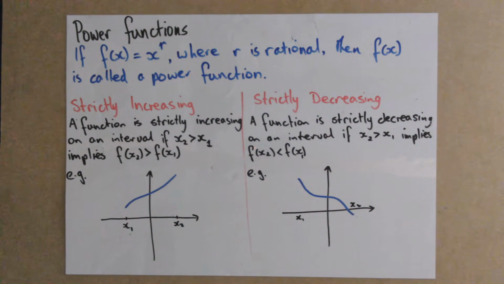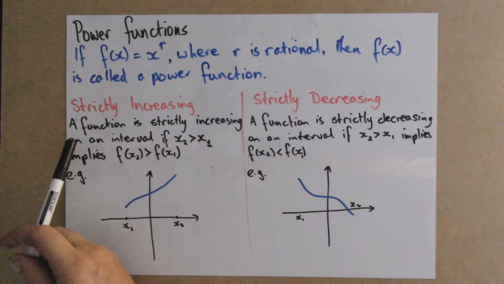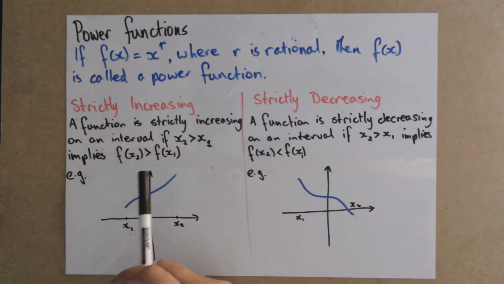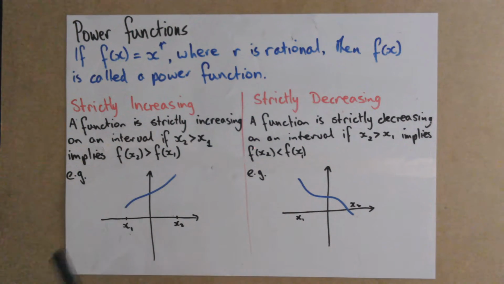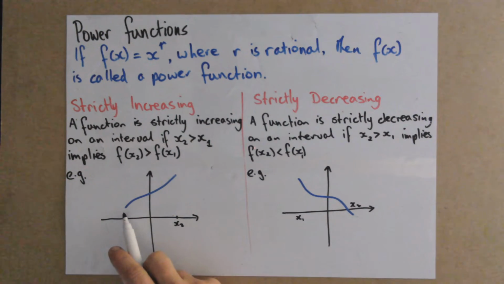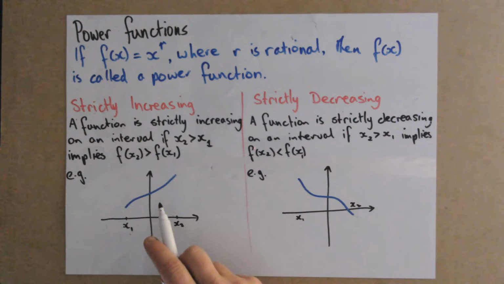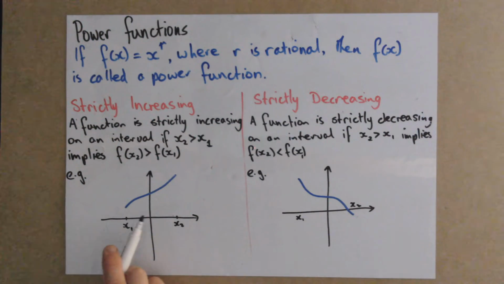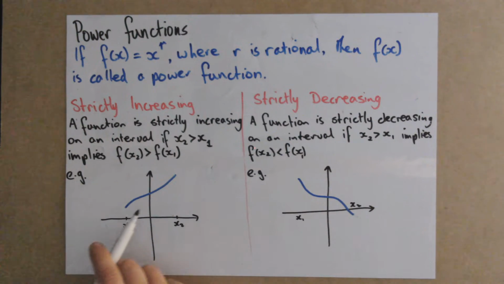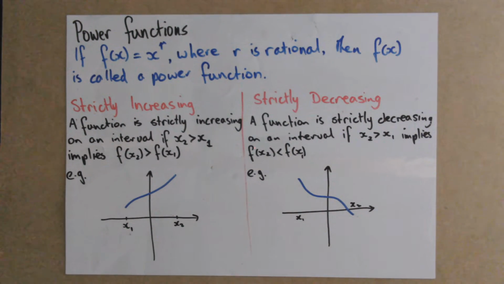What we want to talk about first is looking at strictly increasing and strictly decreasing functions. A function is strictly increasing on an interval if x2 is greater than x1 implies that f of x2 is greater than f of x1. What does that actually mean? It means it looks something like this. It's always got a positive gradient between x1 and x2. So if you're walking across the page left to right, as our numbers get bigger, if you're always walking uphill, then we say it's strictly increasing.